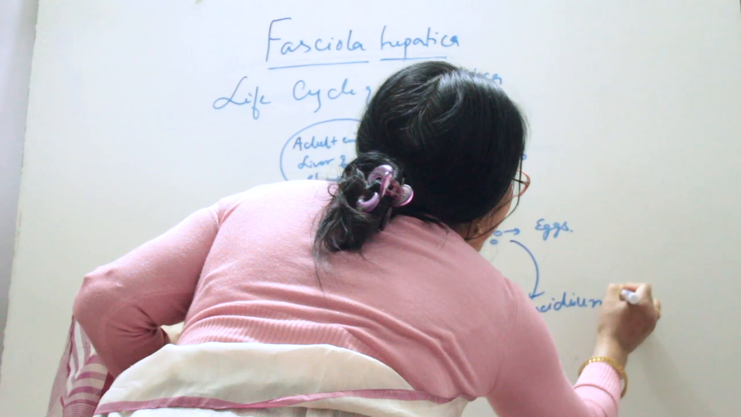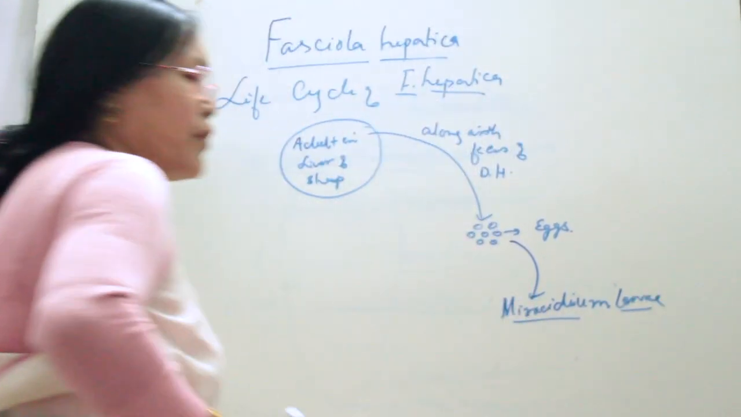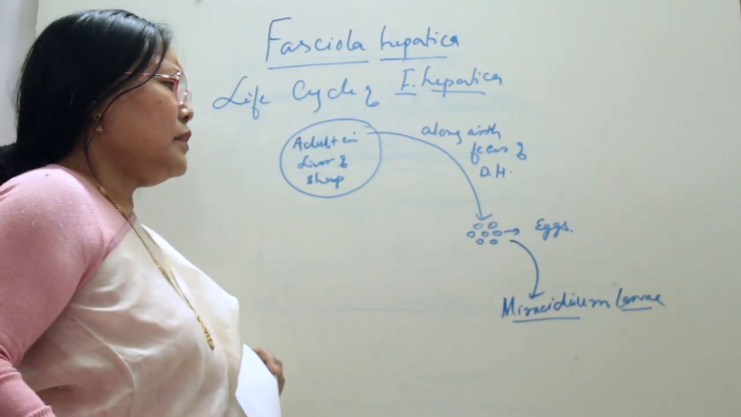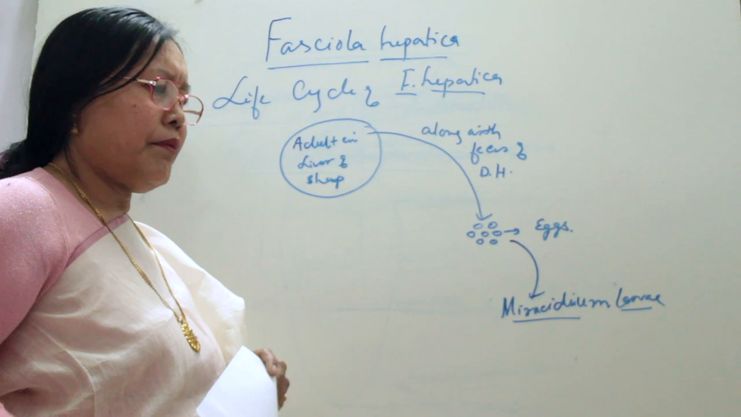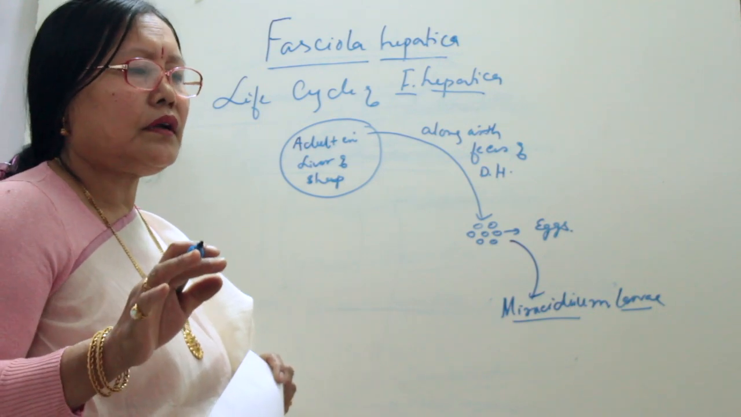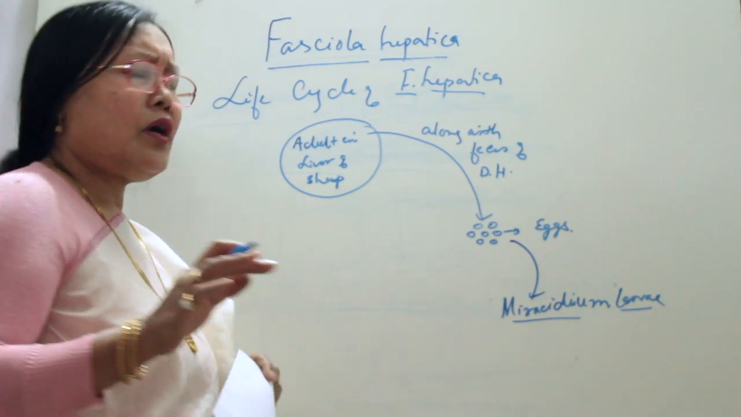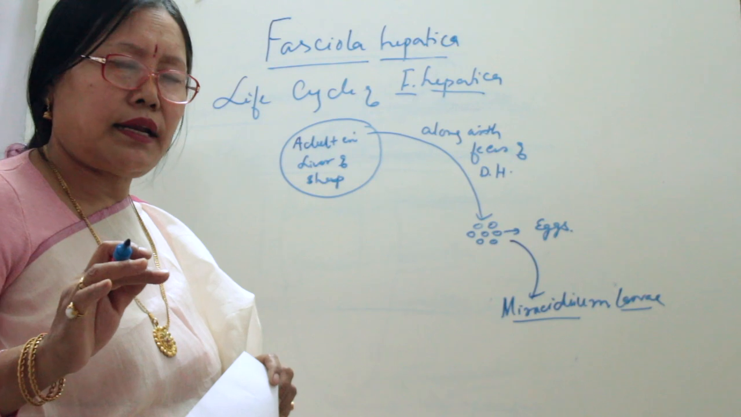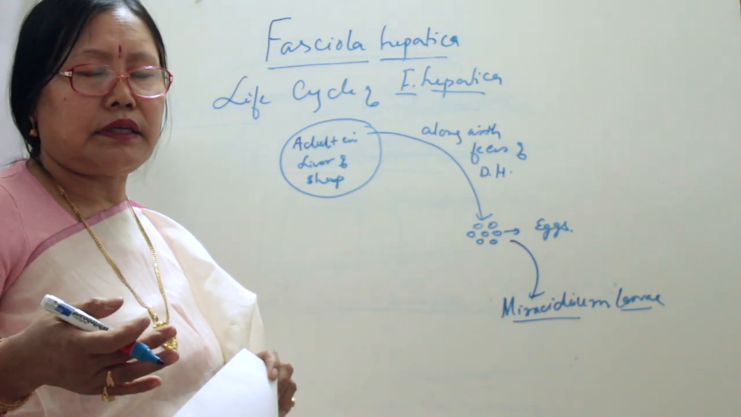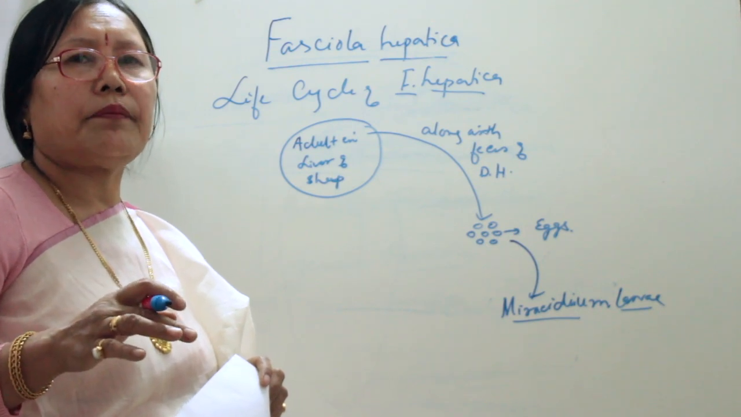Miracidium larva, which are present in the fresh water, must enter inside the body of their intermediate host, that is the freshwater snail. Unfortunately, if this larva can't get their intermediate host, then their life cycle can't complete.